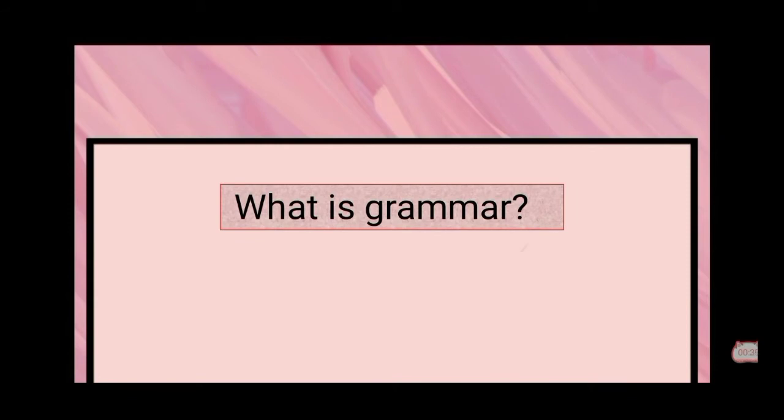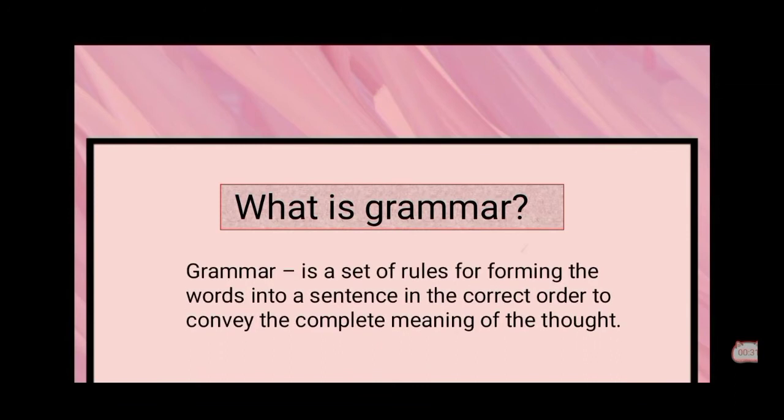So what is grammar? Grammar is a set of rules for forming words into a sentence in the correct order to convey the complete meaning of the thought. So in short, grammar refers to the way and how we construct sentences correctly and in order.